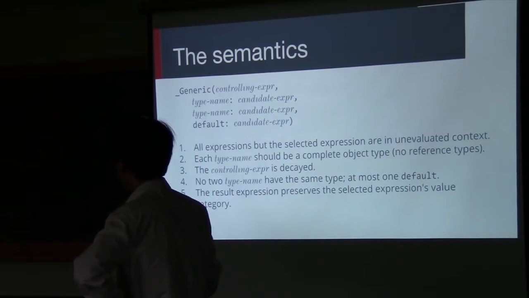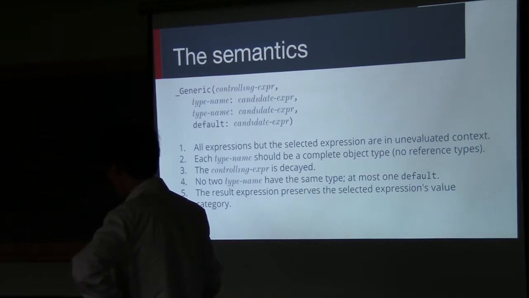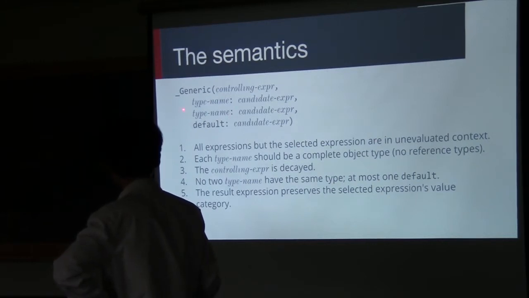So in C++, a reference type doesn't work. You cannot put a reference here. And a function type doesn't work either. But a function pointer works, because that's an object type. Another example is you cannot put an array of unknown bound type here, because in C it is a variably modified type. In C++, an array of unknown bound is just an incomplete type. Different things in the two standards, but you cannot use it here anyway.